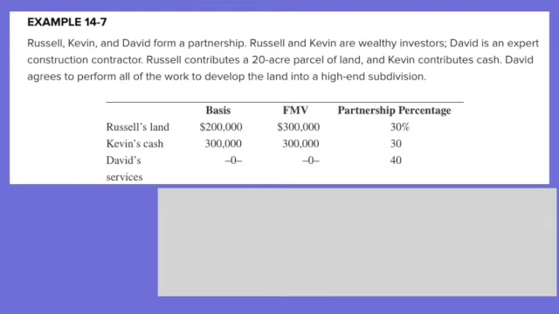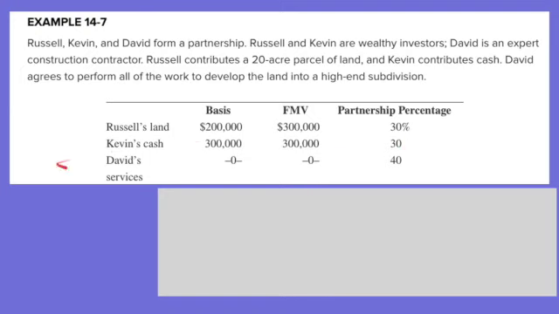Okay, example 14-7. Russell, Kevin, and David form a partnership. Russell and Kevin are wealthy investors. David is an expert construction contractor. Russell contributes a 20-acre parcel of land, and Kevin contributes cash. David agrees to perform all of the work to develop the land into a high-end subdivision. Now, you can see Russell's land, basis 200,000, fair market value 300, he's getting 30%. Kevin's cash, 300,000, obviously it's worth the same, he's getting 30%.